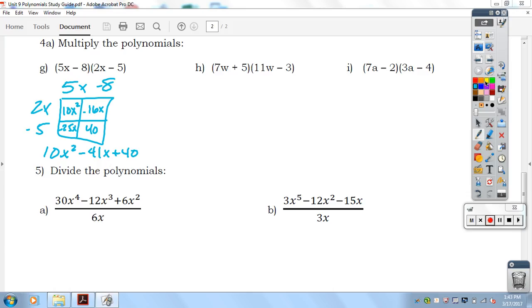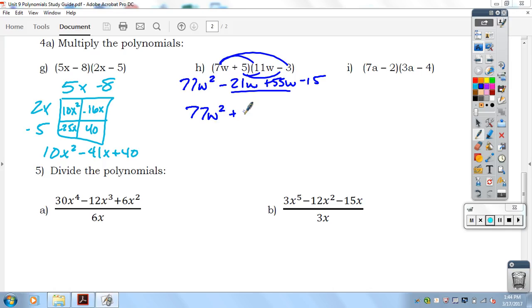This one I'll do the double distributive property. Whoosh, whoosh. 7w times 11w is 77w squared minus 21w plus 55w minus 15. Like terms in the middle. 77w squared plus 34w, yep, minus 15. And this last one, I'll go vertical.